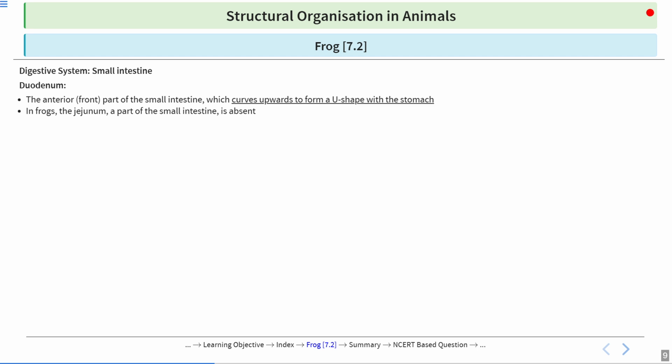And in frogs, the duodenum part of the small intestine is absent. So this is a different feature that you compare if you compare it with the human digestive system. So this is marked as one of the differences. There are many differences, but from the intestine point of view, this is marked as one of the differences.